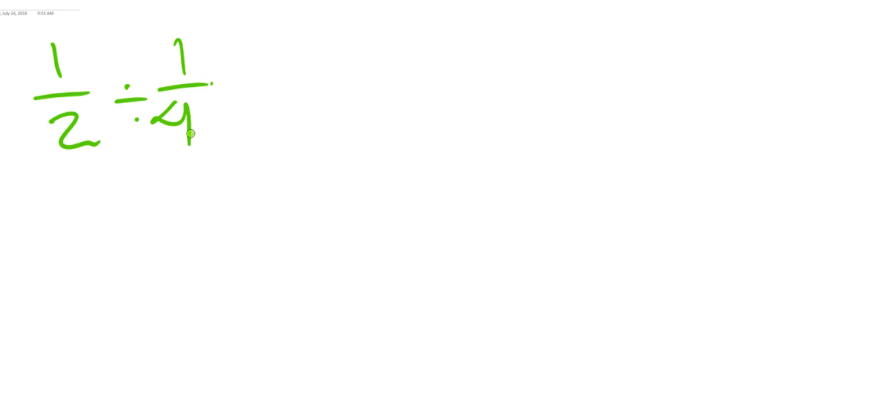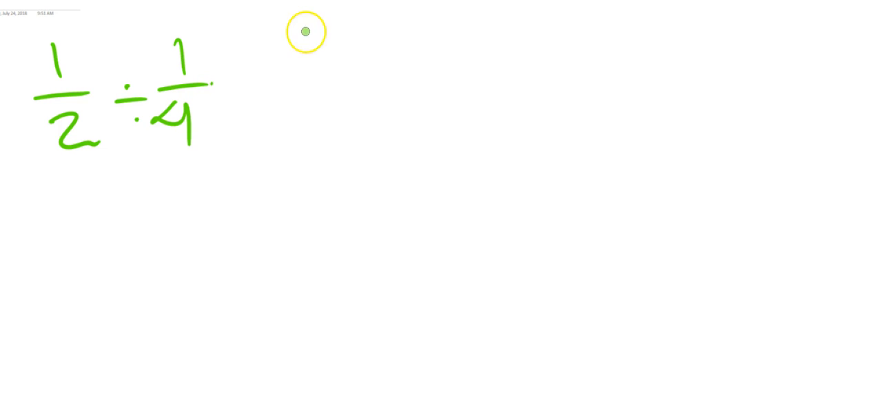We're going to do those same steps, but we're actually going to call it what it's really supposed to be called. We're going to call it keep, change, recip. And recip is for reciprocal, which is what you're multiplying that first fraction by. So here's what I mean.